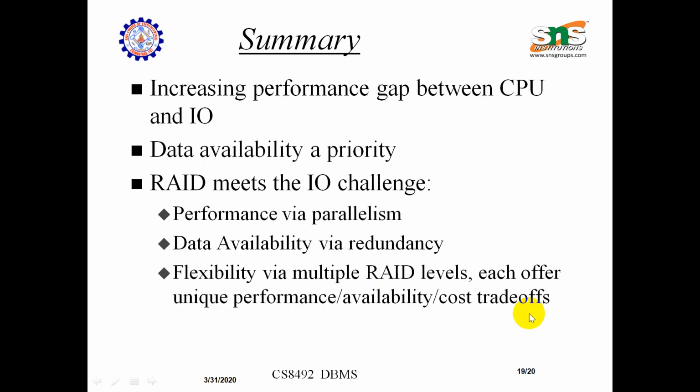Next one, summary. This RAID concept is also available in DBMS, based on this summary of RAID levels. There is an increasing performance gap between CPU and IO, and data availability is a priority. RAID meets the IO challenges: performance via parallelism, data availability via redundancy, and flexibility via multiple RAID levels. Each offers a unique performance, availability, cost trade-off.